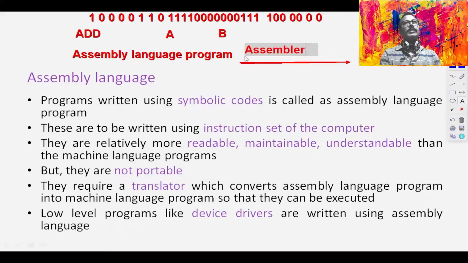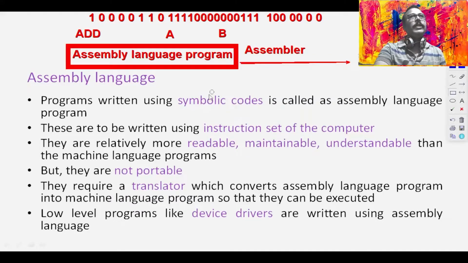The one which converts is called an assembler. So you require a translator which converts an assembly language program to a machine language program, and the tool that does this is the assembler. So assembler is a kind of translator.